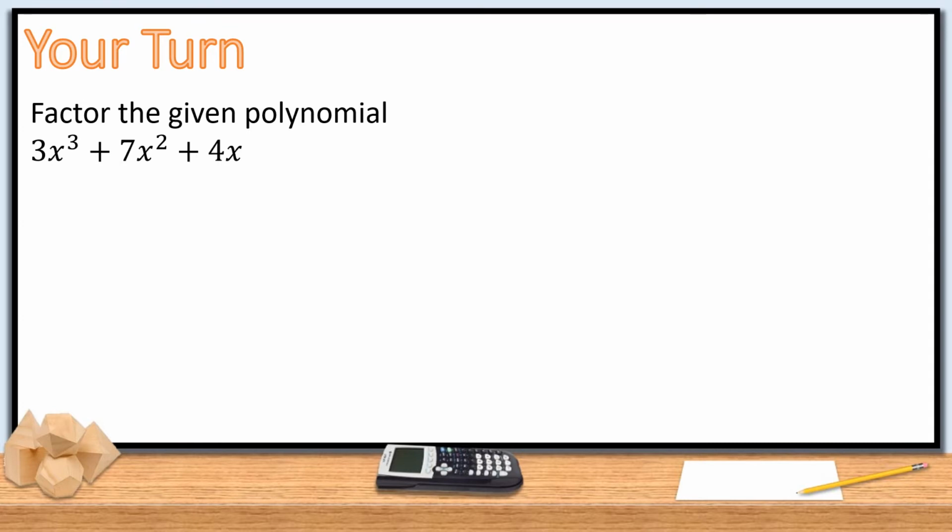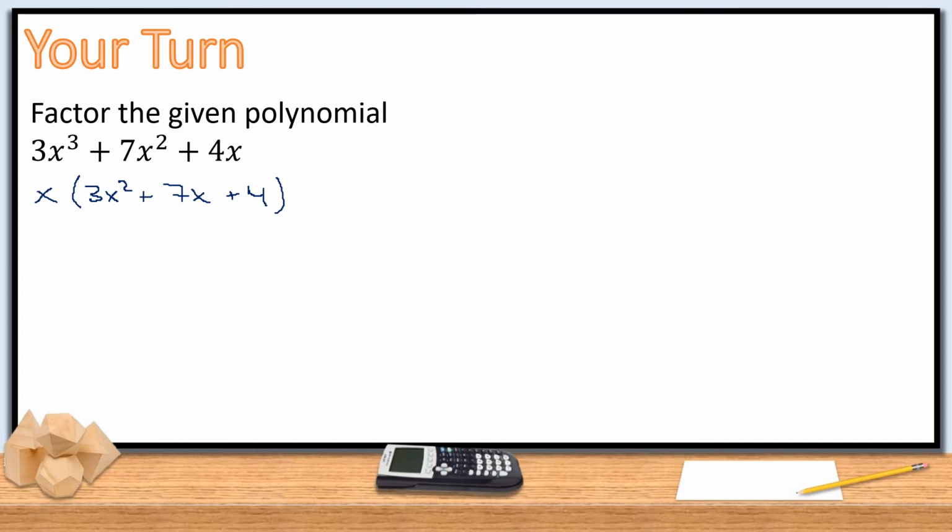All right, welcome back. So we've got 3x cubed plus 7x squared plus 4x. 3, 7, and 4, no common factors, and it looks like just x to the power of 1 is a common factor. So we've got x times 3x squared plus 7x plus 4.